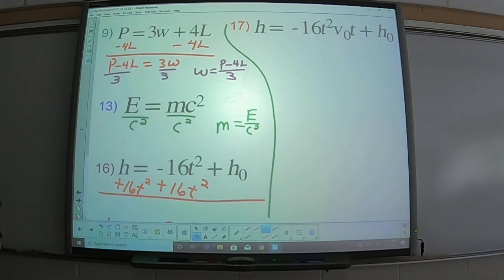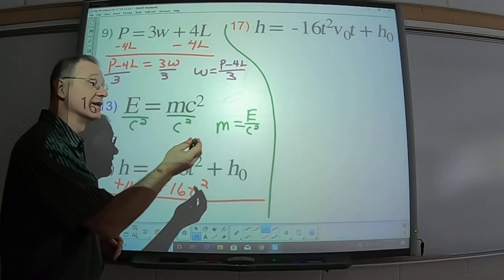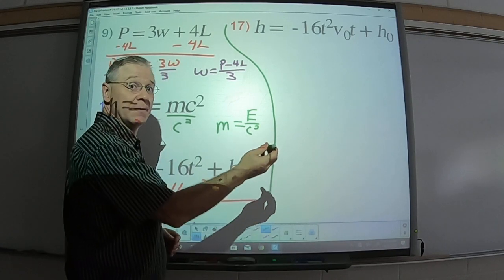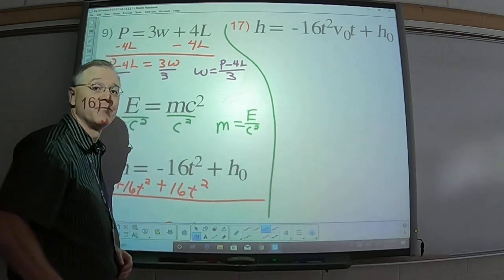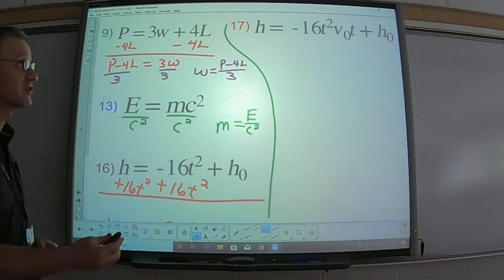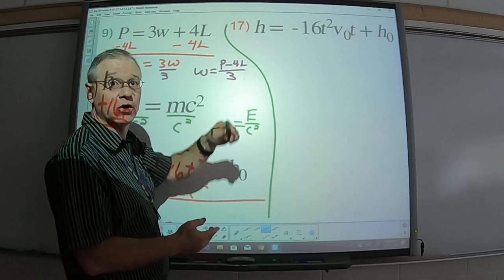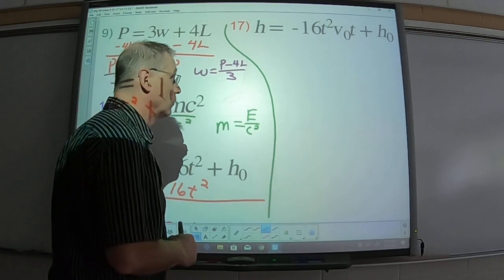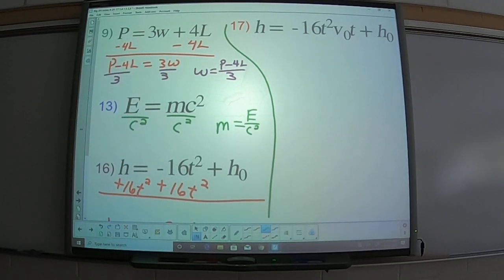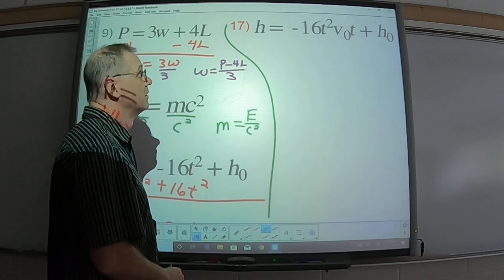That's what h is, and v is velocity. In other words, how much oomph do I put behind that throw? That's what v sub 0 means. H sub 0 is the initial height when I let it go. All right, so we're asked in this case for number 17 to find v sub 0.